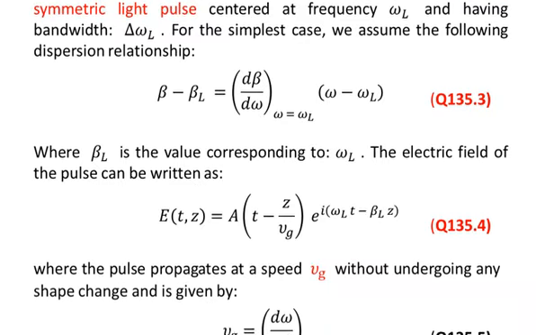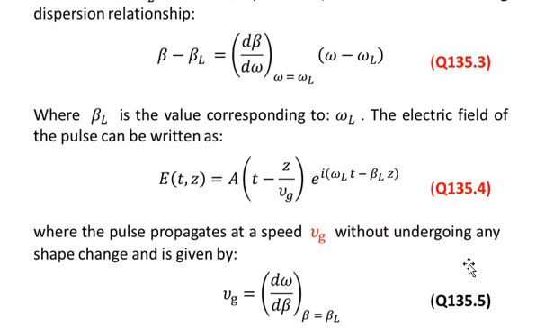So you see that it is time to write down the electric field, because we have written the dispersion relationship for the pulse. Now we can write the electric field of the pulse also. That is E as a function of time and Z is equal to A, the amplitude, which is a function of T minus Z over Vg, where Vg is the group velocity, times e to the power iota times omega L times t minus beta L times Z.